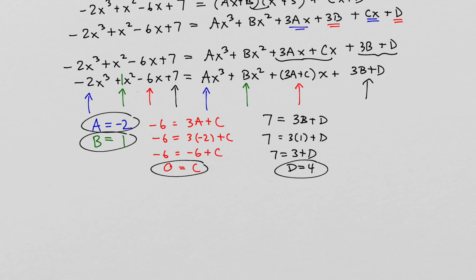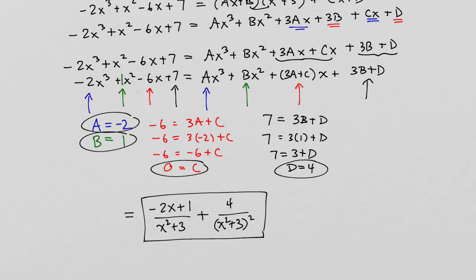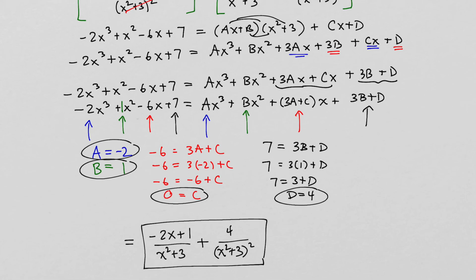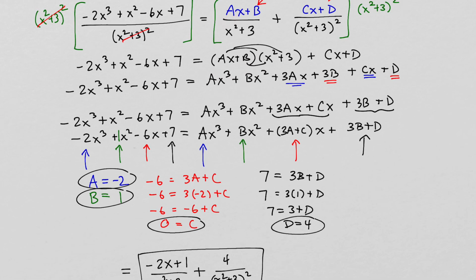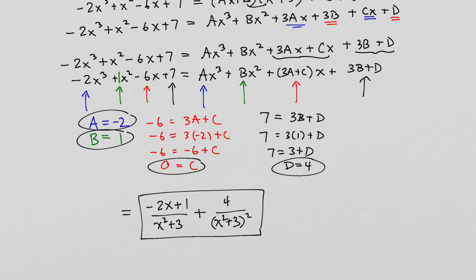So if we do that, we get this. And this is our partial fraction decomposition. So once again, all we're doing here is we're taking a equals -2, and we are plugging it in right there. We're taking b equals 1, plugging it in right there. So that's (-2x plus 1) over (x squared plus 3). And then c is 0, so that goes away. d is 4, so we have 4 over (x squared plus 3) squared. And that's how we arrive at this decomposition.